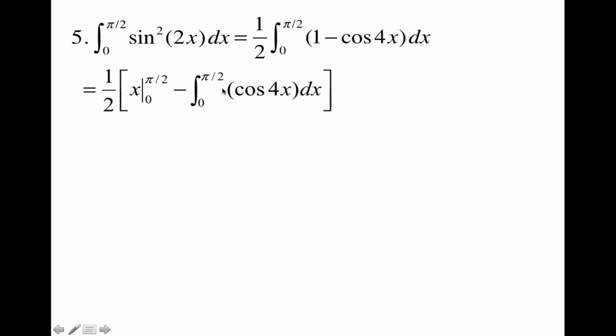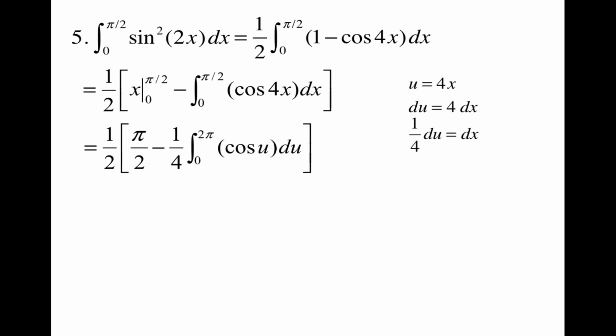Now when I integrate cosine 4x, I'm going to have to use u substitution. So my u is 4x, du is 4dx. I do not have a 4, so that means I'm going to have to multiply by a 1/4. Now I can go ahead and substitute in the u's. At the same time, I went ahead and changed the limits. So when I plugged 0 in for x, I got u equals 0. When I plugged pi over 2 in for x, I got 4 pi over 2, which is 2 pi.